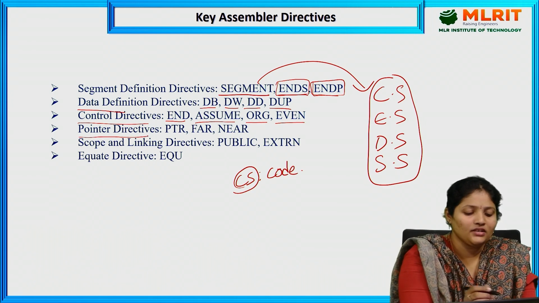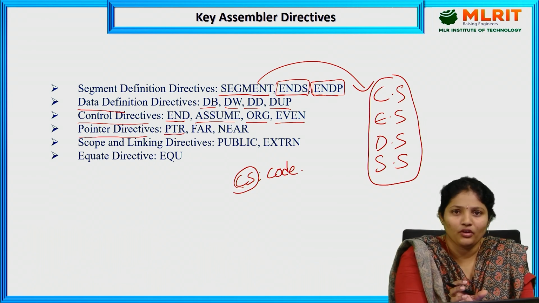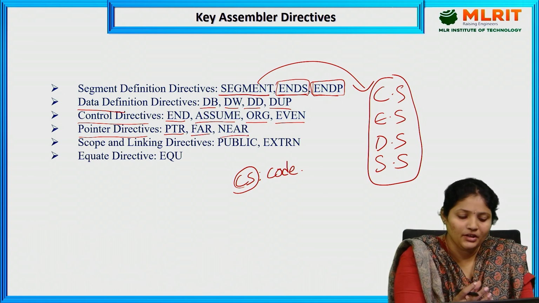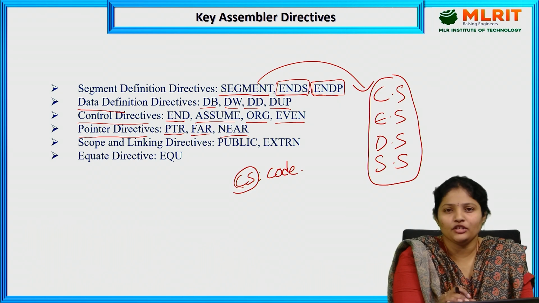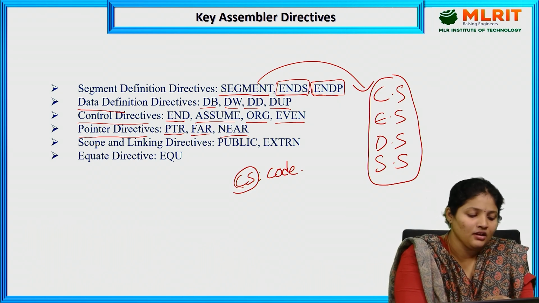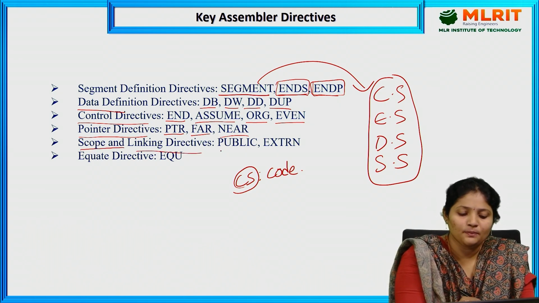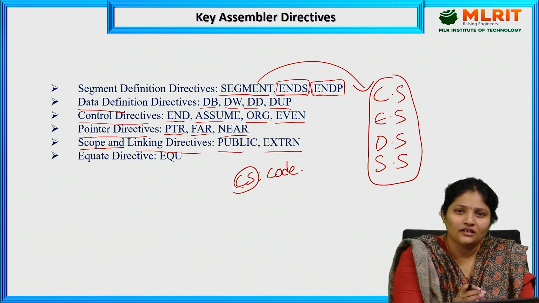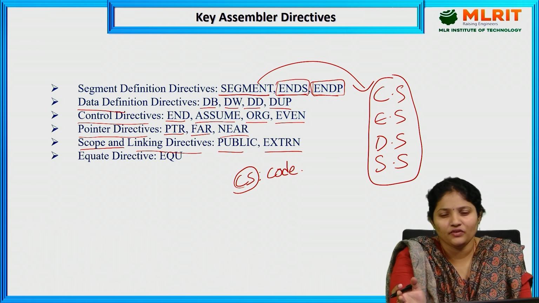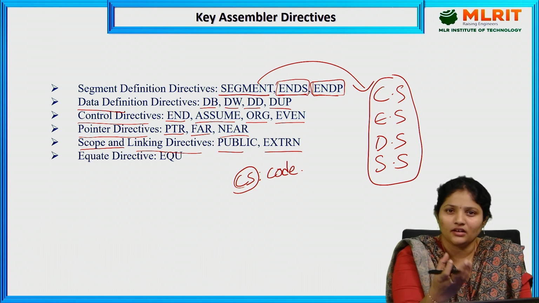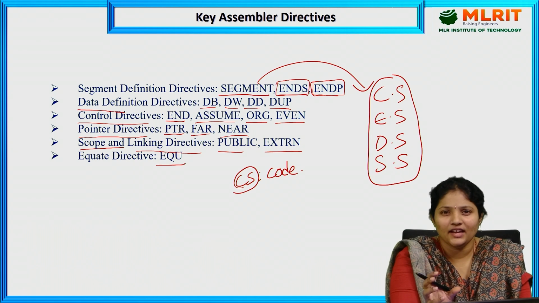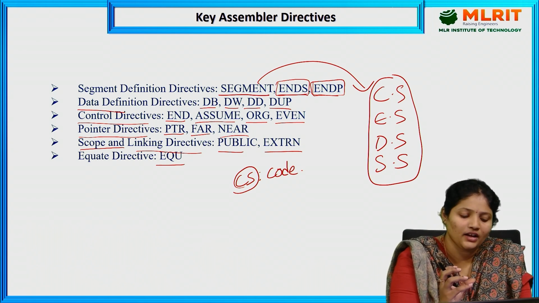Coming to the pointer directives, we use them to indicate word or byte. FAR or NEAR means we use the segment within the same segment or another segment. Scope and linking directives means PUBLIC and EXTERN. We define data in one particular segment, and that variable can be used in another segment. So how do we use a variable reserved in one segment in another segment? Coming to the equate directive, we assign one value to a particular label which we are equating.